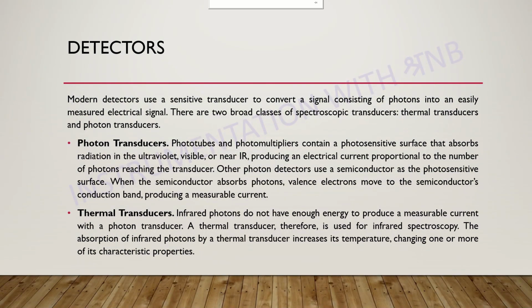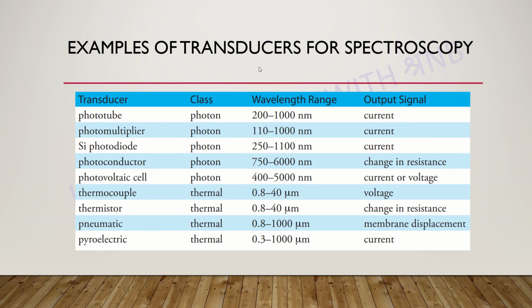Now, this table shows examples of transducers for spectroscopy: phototube, photomultiplier, silicon photodiode, photoconductor, photovoltaic cell, thermocouple, thermistor, pneumatic, pyroelectric, and their wavelength range and output signals in the form of current or change in resistance or voltage or membrane displacement.